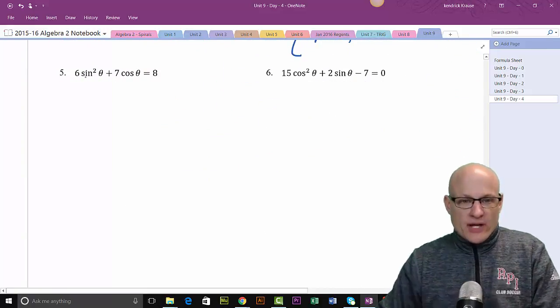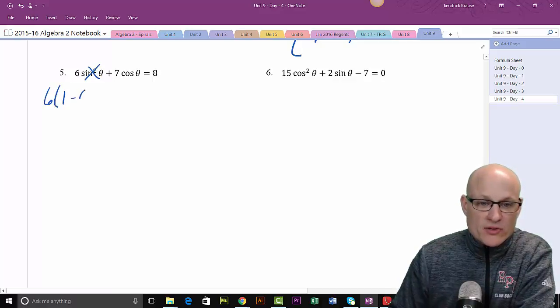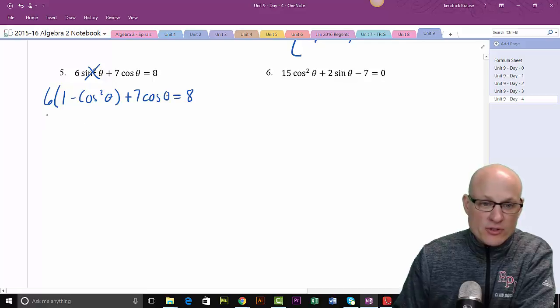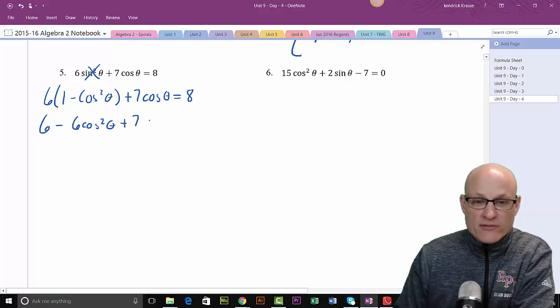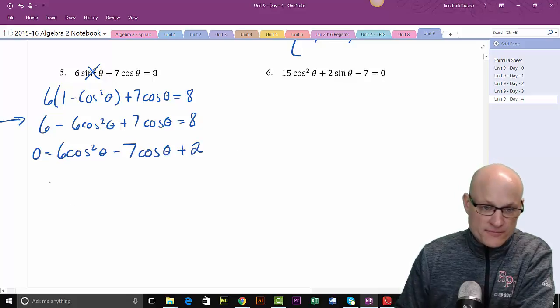So we're going to replace sine squared with what it's equal to. So it's 6 times 1 minus cosine squared theta. Get used to it. Plus 7 cosine theta equals 8. Going to distribute: 6 minus 6 cosine squared theta plus 7 cosine theta equals 8. Everything's got to go to the other side. So it's 0 equals 6 cosine squared theta minus 7 cosine theta plus 2 when we subtract 6.